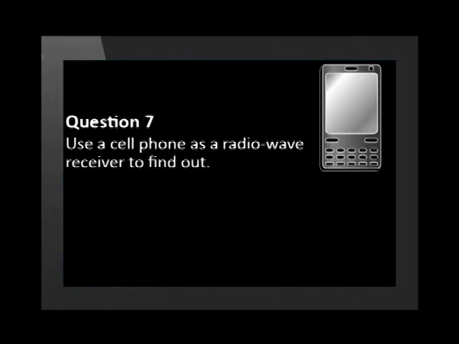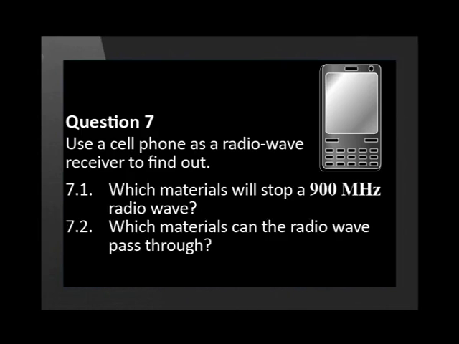Here's the next question. Electromagnetic waves travel through vacuum, but they will also travel through some materials. Find some examples of such materials. On the other hand, certain materials absorb the energy of electromagnetic waves, and so the radiation does not pass through those materials. So this is the question. Design an investigation to find out which materials will absorb and stop radiation of 900 megahertz. You can use your cell phone as the receiver because 900 megahertz is the frequency of cell phone signals in South Africa.